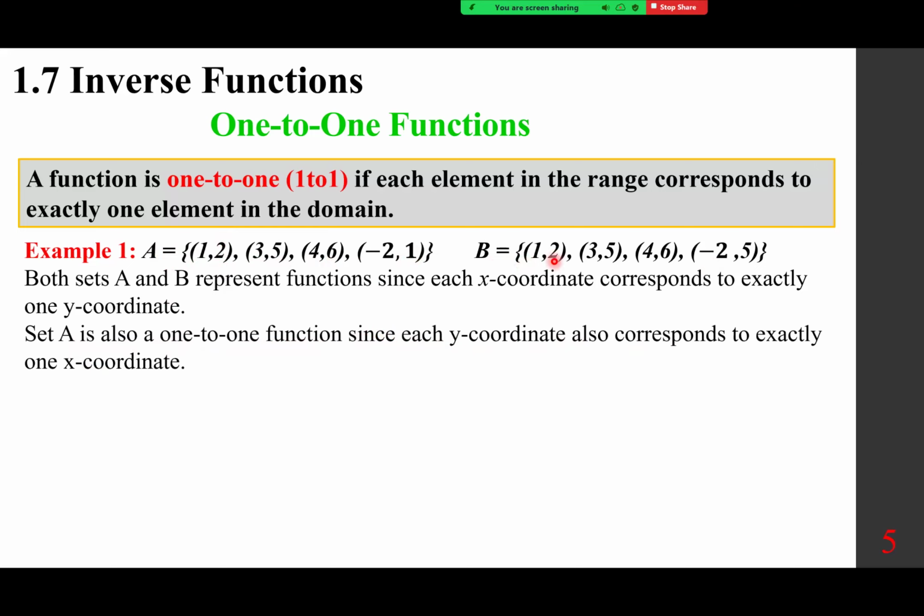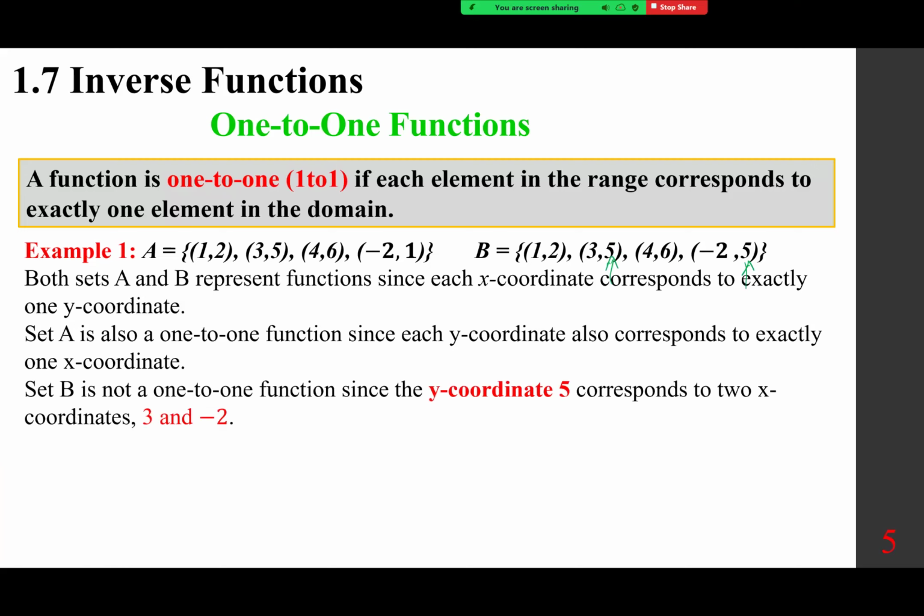When we look at set B, 2, 5, 6, 5, notice this repeats. And therefore it fails to be one-to-one. Set B is not a one-to-one function since the y coordinate 5 corresponds to two x coordinates, 3 and negative 2.